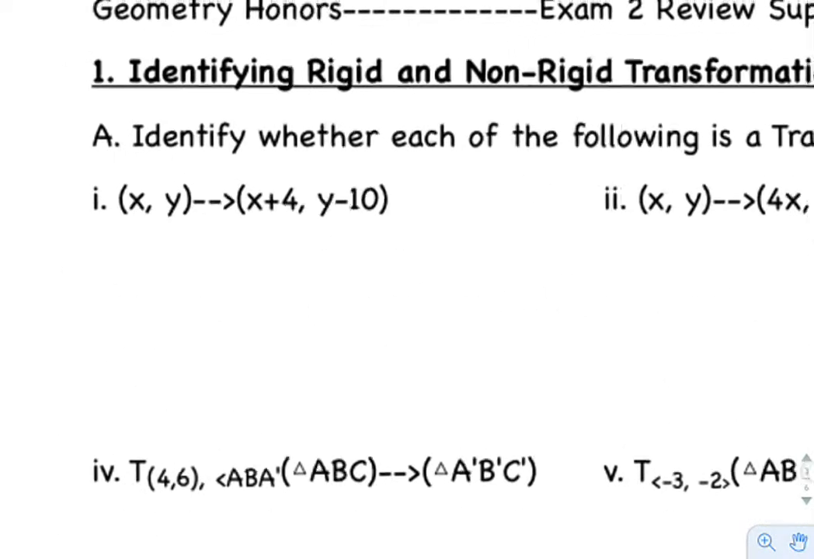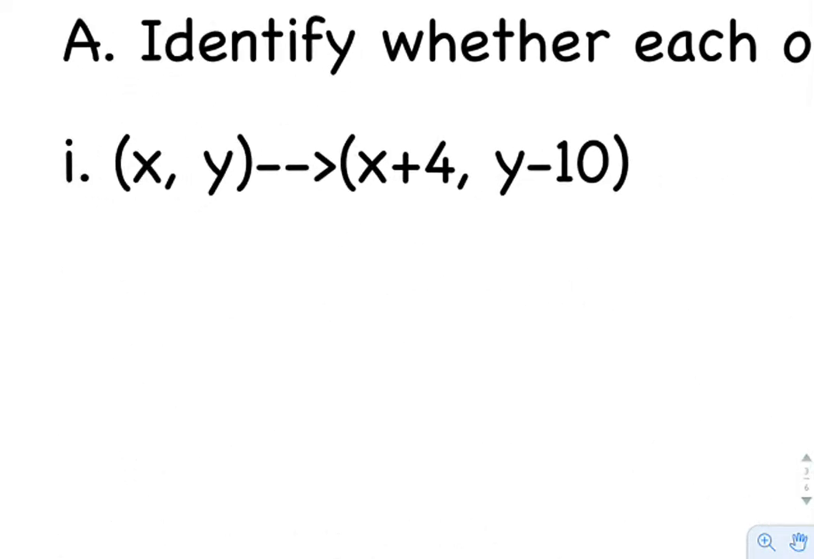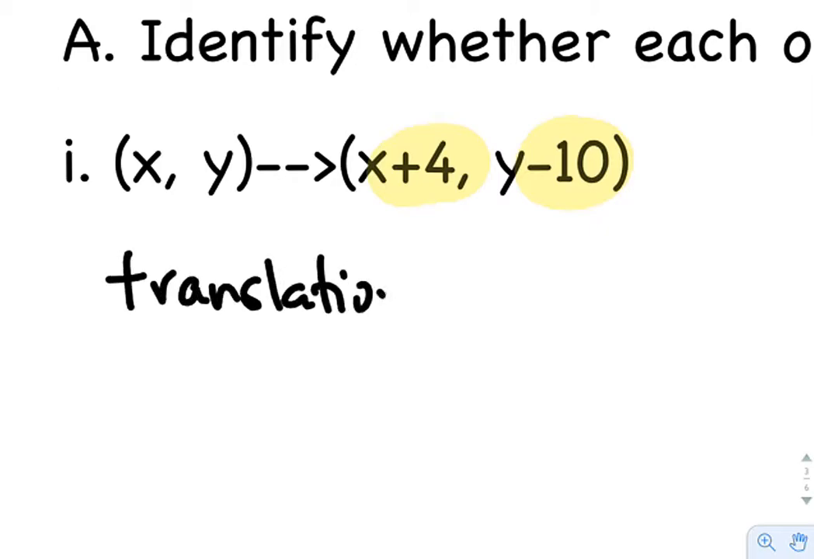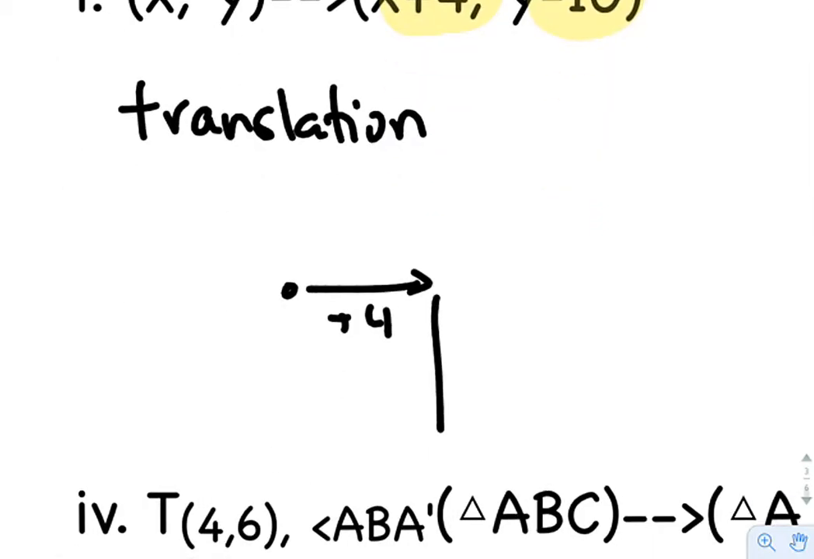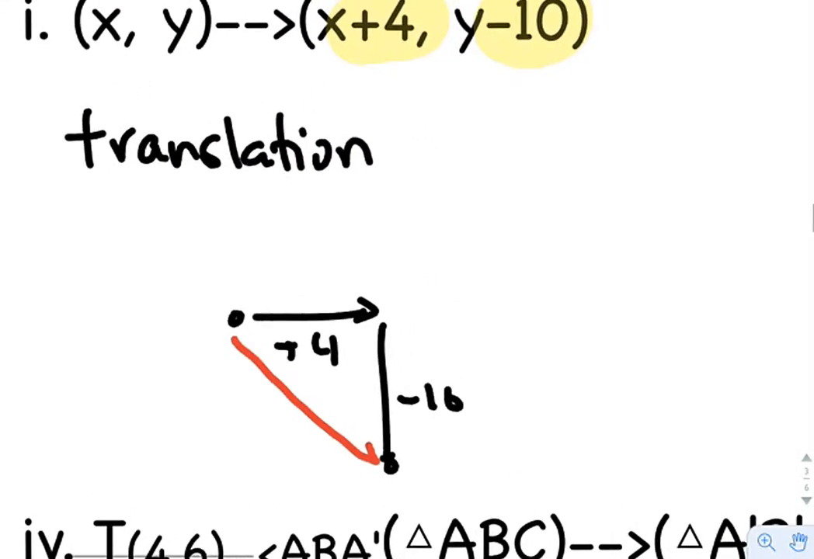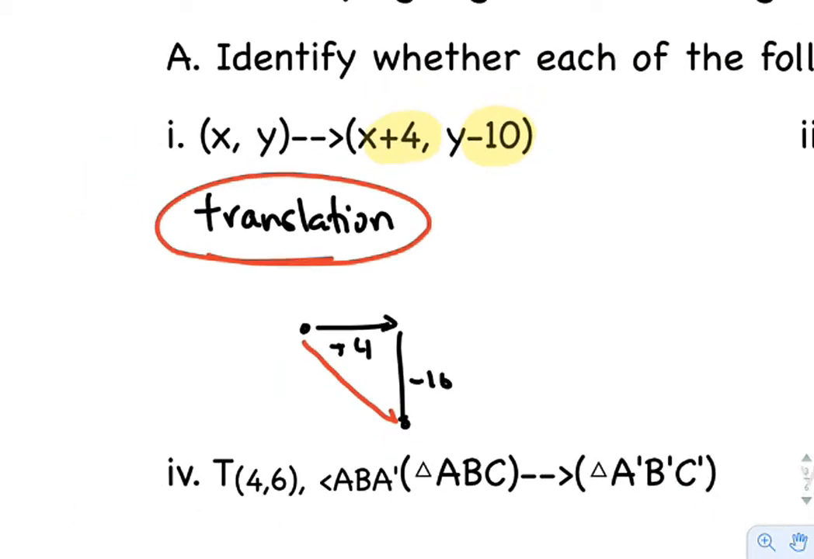So if I'm looking here, the key is I'm looking at an algebraic rule, and I'm looking at addition or subtraction. So like this is big. If I'm looking at addition and subtraction, that means I have to be looking at a translation. Because this is going to make me shift like 4 units to the right, and then 10 units down. So that's the same exact thing as employing a vector, i.e. a translation, okay? So translation is the answer.